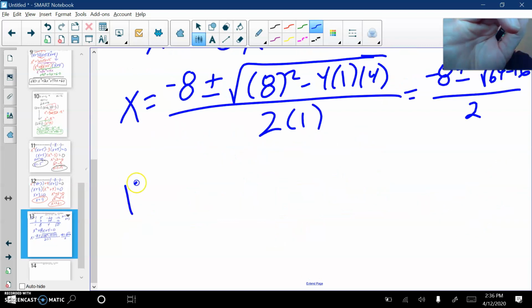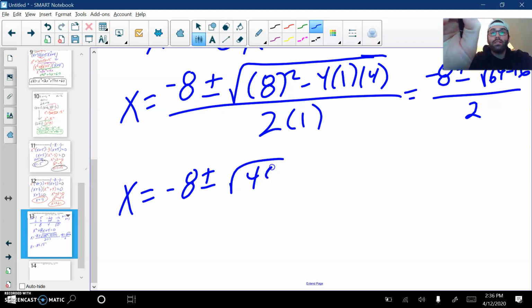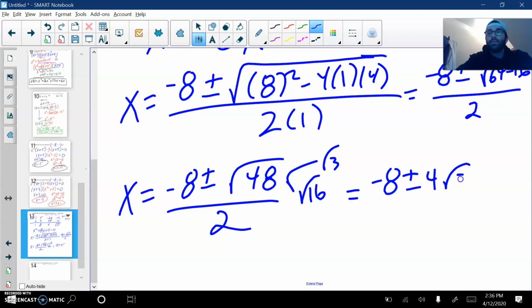Well, 64 minus 16, oh, looks like my oven's ready. All right. 64 minus 16 is 48, all over 2. Remember, root 48 I can express as root 16 times root 3, which would give me negative 8. The square root of 16 is 4, so I'd write that as 4 root 3, all over 2.